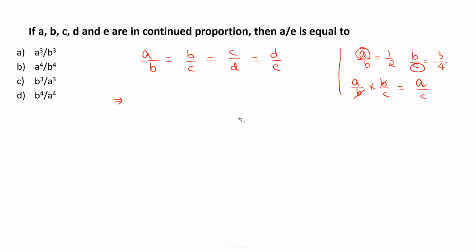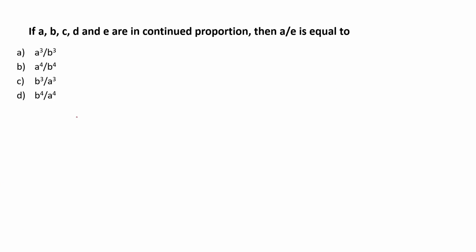In this case also, when A, B, C, D and E are in continued proportion, the ratio between A and B, B and C, C and D, and D and E is uniform. And we need to find A upon E. That means we need the first term and the last term.